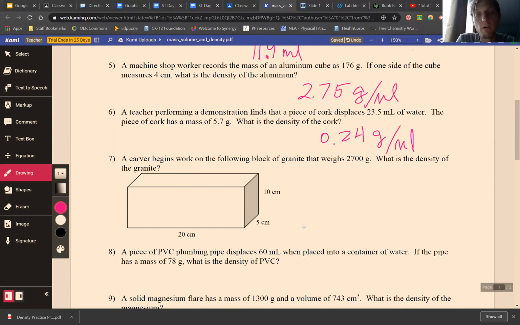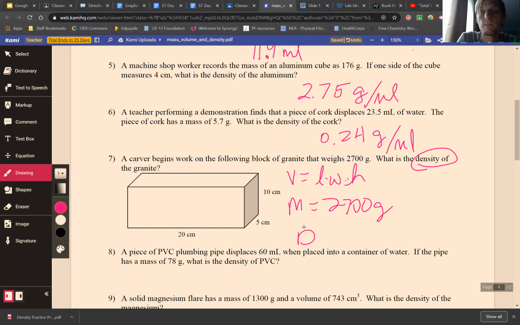For number 7, we had to figure out the volume first, right? So volume equals length times width times height. You've got to multiply those three. So 10 times 5 times 20 will give you the volume. And now all they want is the density. And the mass, they tell you, is 2,700 grams.